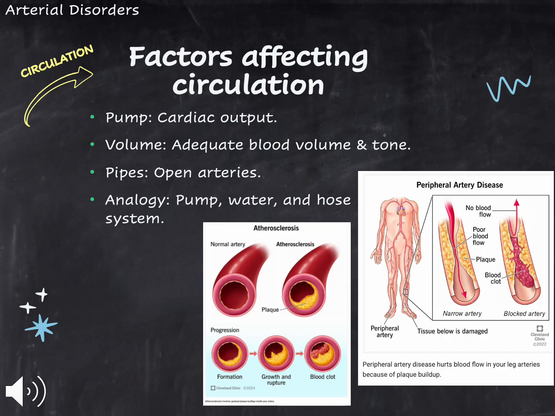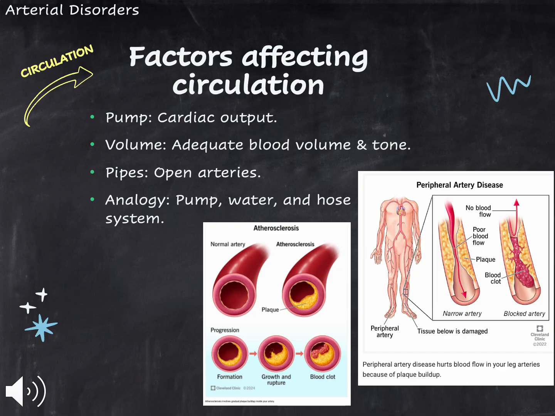Let's tie this together with an analogy I like to use. Imagine a garden hose. The faucet represents the heart's pumping pressure. The water inside is your blood volume, and the hose itself is your arteries. If the faucet isn't turned on enough, that's a weak heart. If there's not enough water in the tank, that's hypovolemia. And if the hose is kinked or clogged with debris, that's atherosclerosis. Any one of these problems results in a weak trickle at the end, exactly what happens when circulation is impaired.